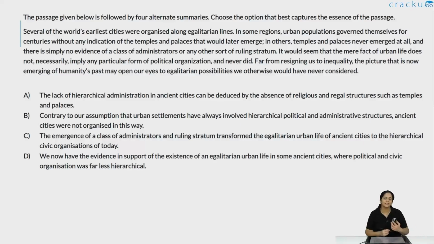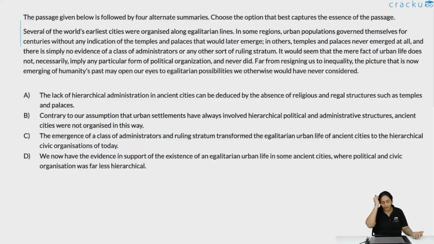So the author is basically saying that if you consider urban life, some of the earliest urban cities did not have the political establishments like temples and kings as such. They were egalitarian societies. Some of them did not have it for a long time. Some of them never had political establishments. Essentially, they remained egalitarian throughout their history.